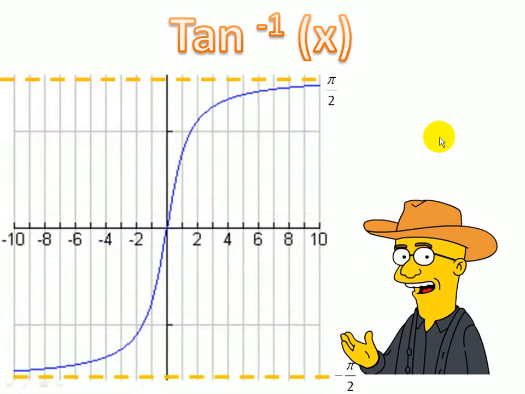Now, the graph of the inverse tangent would look like this. Notice that we're going to have horizontal asymptotes. Just like with tangent, we have vertical asymptotes at negative pi over 2 and pi over 2, with inverse tangent, we have horizontal asymptotes at negative pi over 2 and pi over 2. And, of course, the domain will be negative infinity to infinity, and the range negative pi over 2 to positive pi over 2.